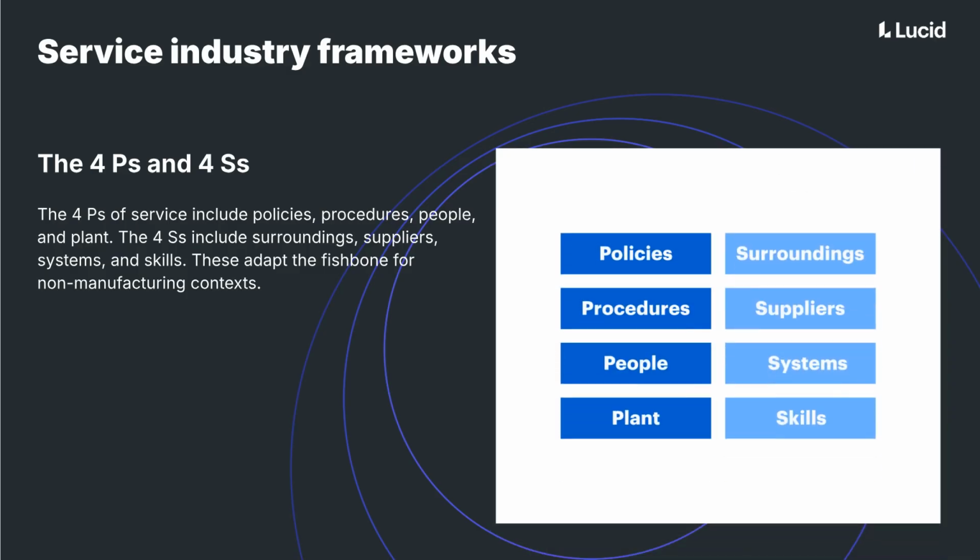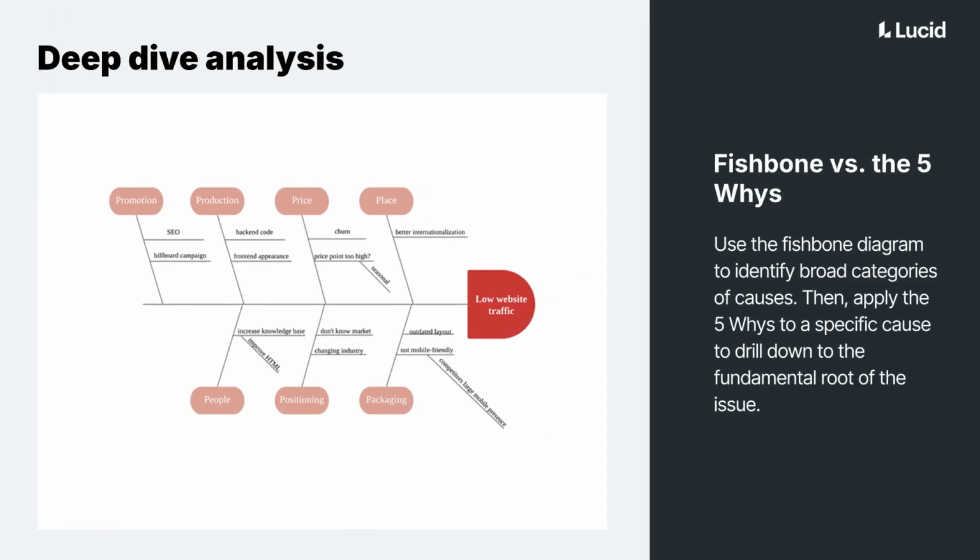The 4 P's or 4 S's of service, alternative categories for non-manufacturing environments, allow teams to focus on elements like policies, procedures, people, and surroundings rather than industrial equipment. Fishbone versus the 5 Whys. How to use these two techniques together for deeper analysis involves using the fishbone for breadth and the 5 Whys for depth.